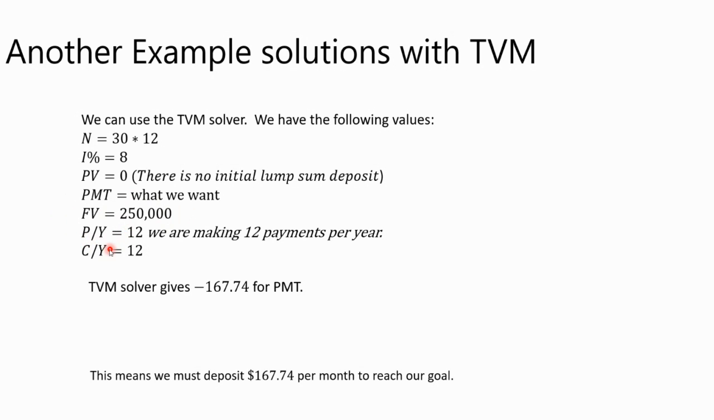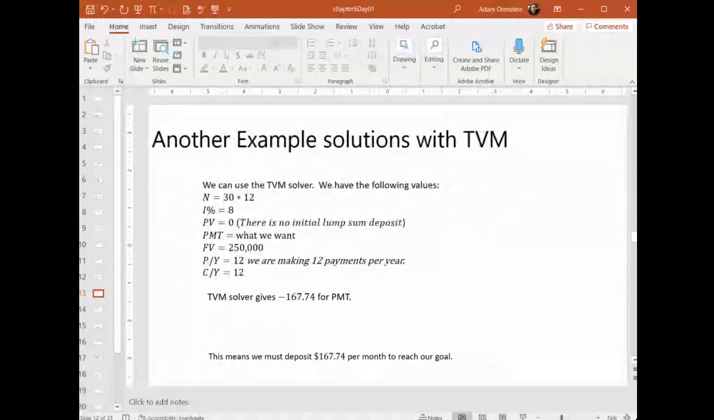Now, P over Y is 12, and so is C over Y; they're both 12, right? Again, there are 12 compounding periods in a year. We're also making 12 payments per year. So let's go to our TVM solver.